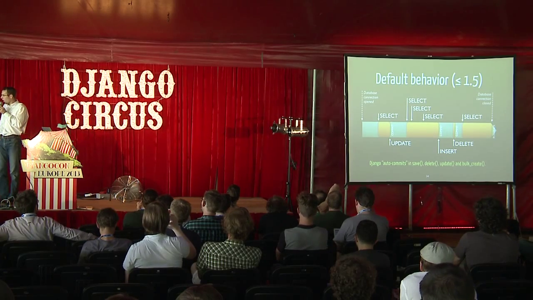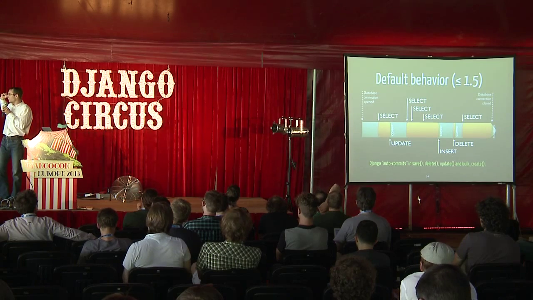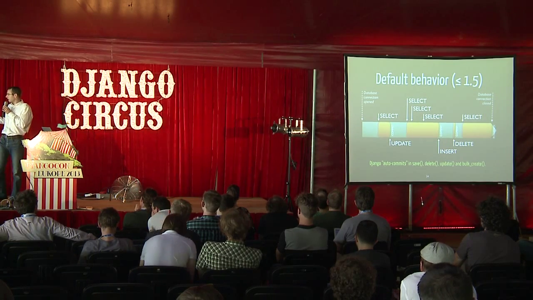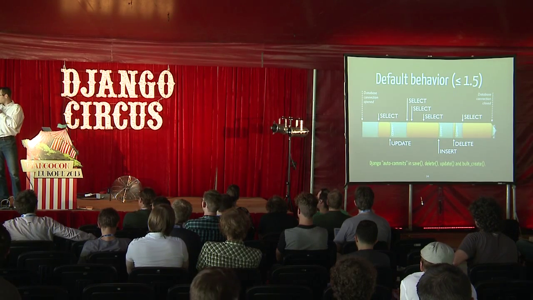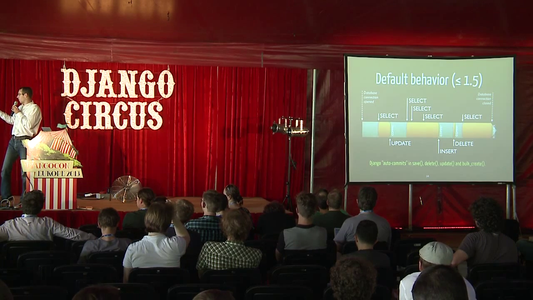Now, if we're adding a few writes on this schema, Django auto-commits after data modifying statements, which means if you run an update through the ORM or an insert or a delete, Django will automatically trigger a commit afterwards. So the complete list of functions that trigger this is save, delete, update, and bulk_create.